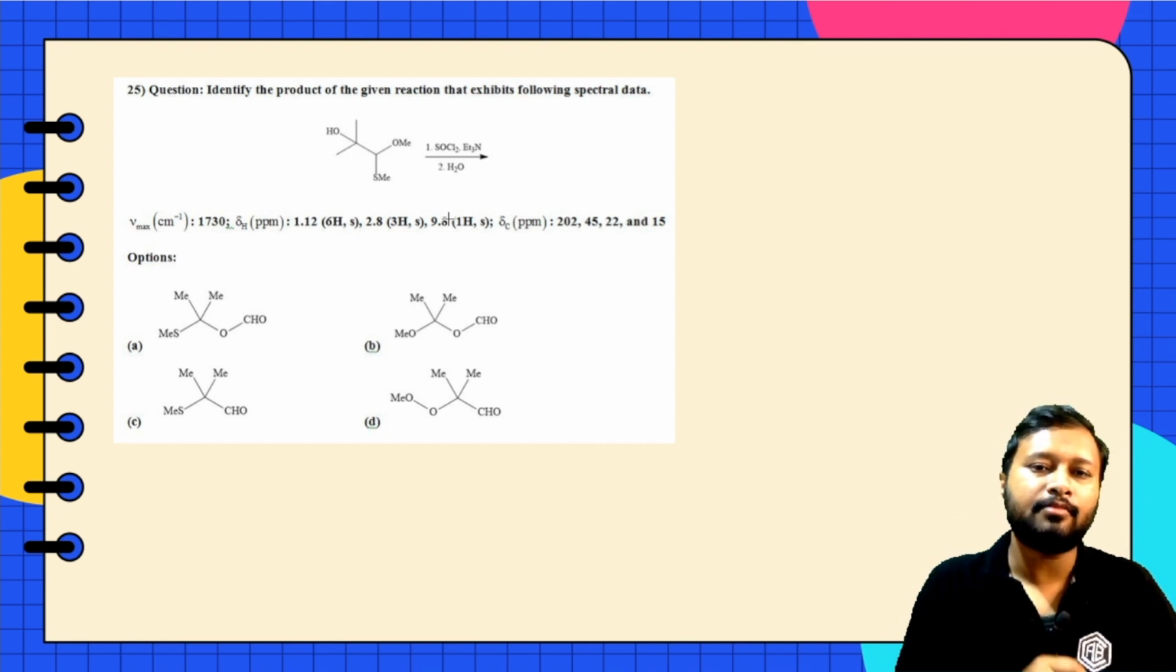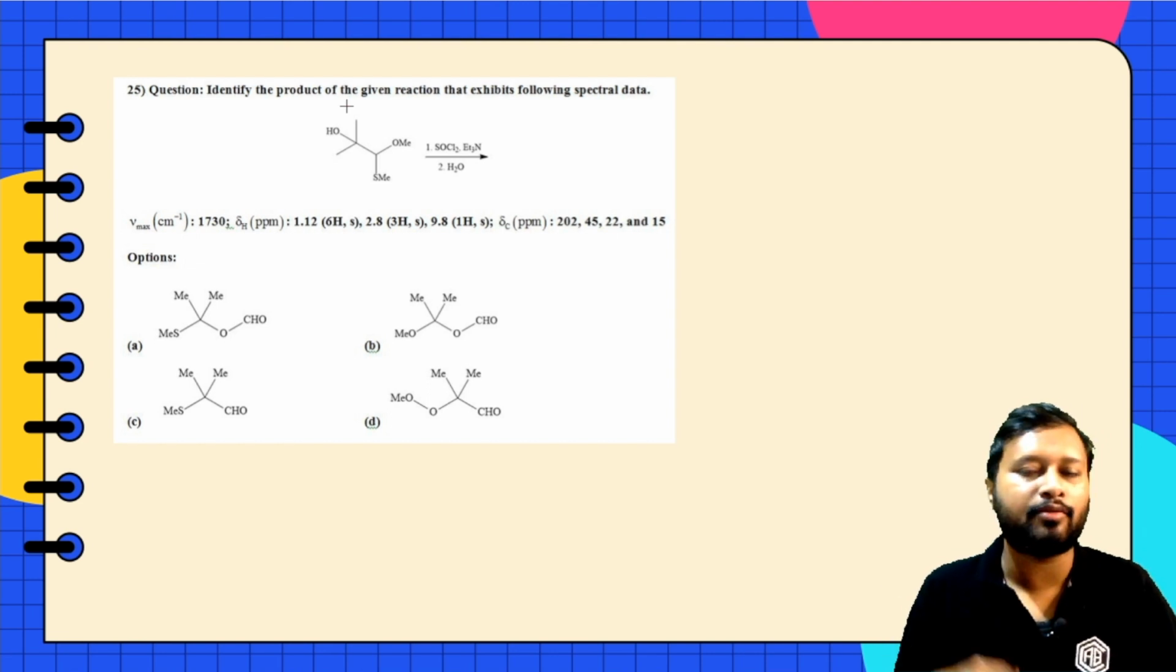See, you don't have to worry about the reactions. Whenever you are given organic spectroscopy, in 99% of cases you don't have to worry about the reaction. What is happening doesn't matter. What you have to look at is only the spectral data, and see which option matches it. Now, considering that, let's first talk about IR. So IR is at 1730, that means we have a carbonyl carbon.